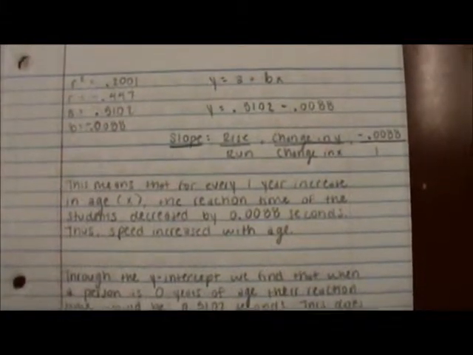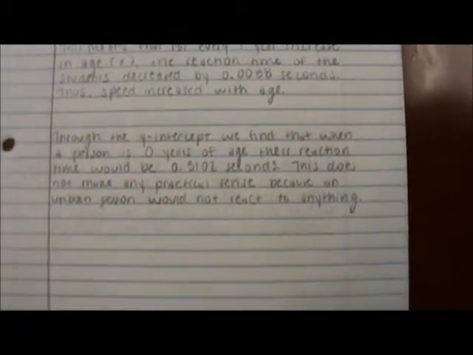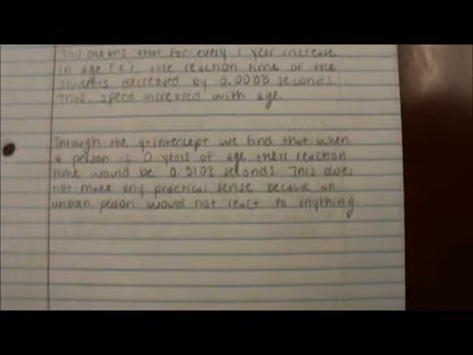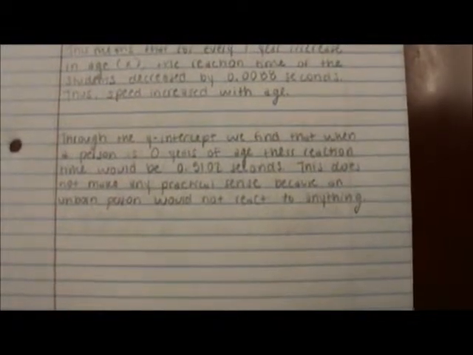Thus, speed increased with age. Through the y-intercept, we find that when a person is 0 years of age, their reaction time would be 0.5102 seconds. This does not make any practical sense because an unborn person would not react to anything. In conclusion, we proved our hypothesis that reaction time would decrease with age, thus speed increased with age.